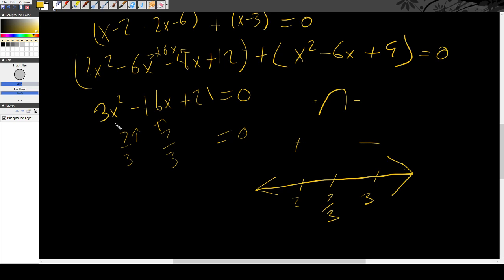Just looking at 12 minus 32 plus 21, that's positive. It's close to 0, but it's still on the positive side. Then for 3, 27 minus 54 plus 21, that's obviously negative. So this all checks out. So 7 and a third is definitely your answer.